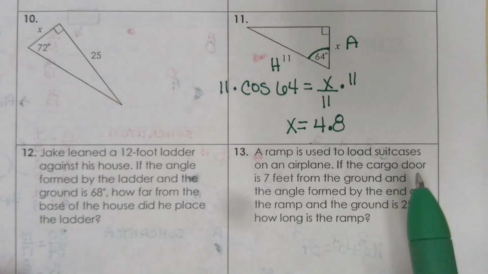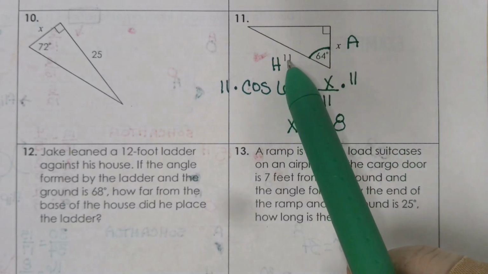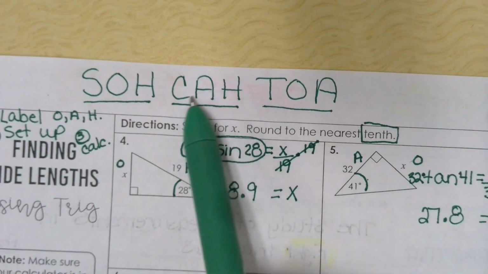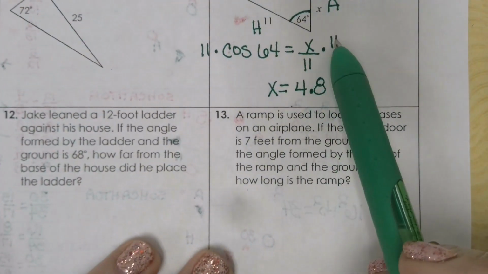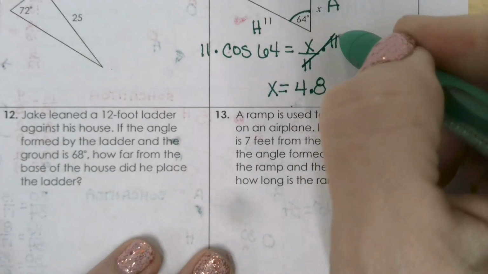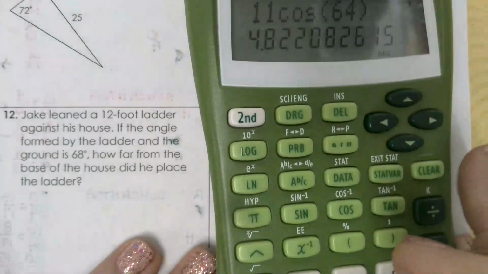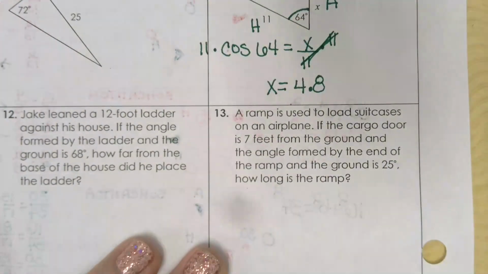Okay, let's see what you did. So this is my reference angle. This is my adjacent. This is my hypotenuse. What uses an A and an H is cosine. Super easy to figure out what we're doing. This is going to multiply by 11 to make these cancel out. Multiply by 11. This is what I put in my calculator. 11 cosine 64, and we get 4.8.